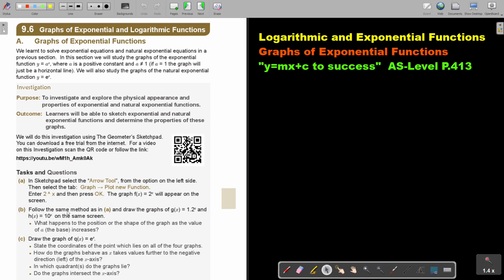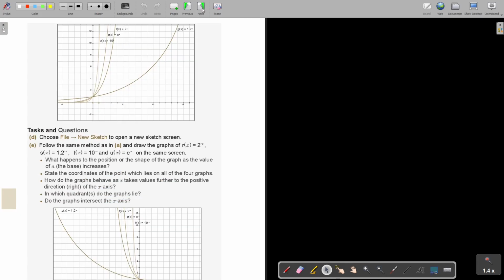Now, you can go through this investigation. You can look at the solution in the teacher's guide. You can click on this QR code and you will see a video on this investigation. It's very good to see the different graphs and to see the pictures. I'm just going to look at the summary.